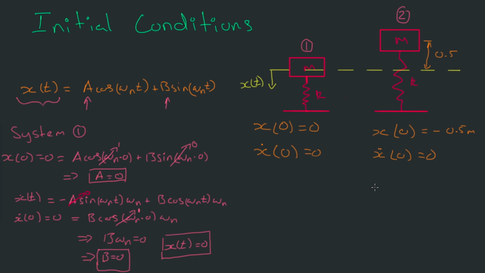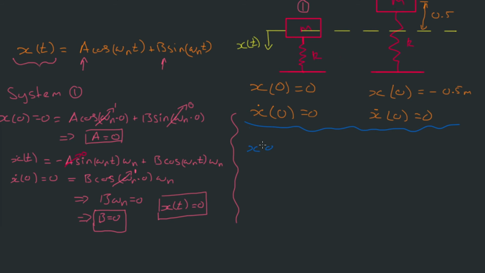So now we're going to compare the second system to our first system, and we'll show the difference initial conditions can make. So x of 0 is equal to minus 0.5, which is equal to a cosine omega n times 0 plus b sine omega n times 0. Now, same as before, this goes to 0 and this goes to 1. So this gives us a is equal to minus 0.5. Okay, so we've got our first constant.